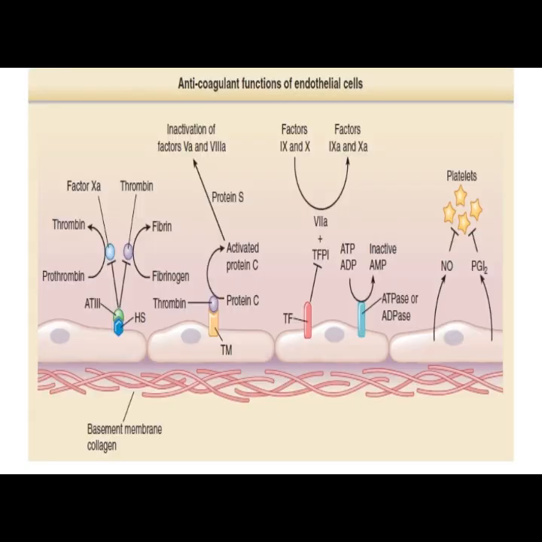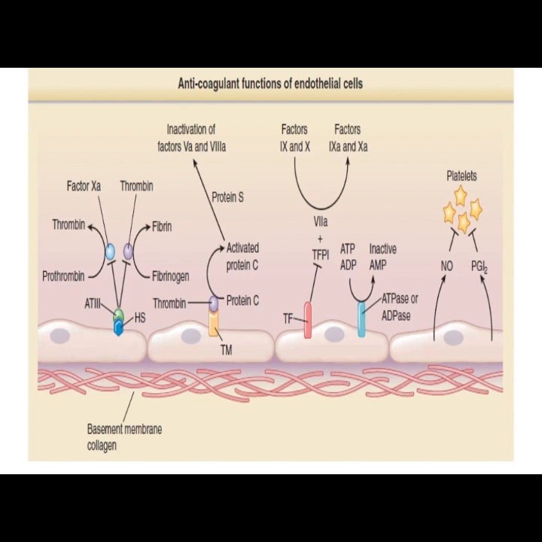Anticoagulant function. Heparan sulfates activate antithrombin III, blocking factor Xa and thrombin. Thrombomodulin activates protein C and protein S, which inactivate factors V and VIII. TFPI blocks the tissue factor-VIIa complex.